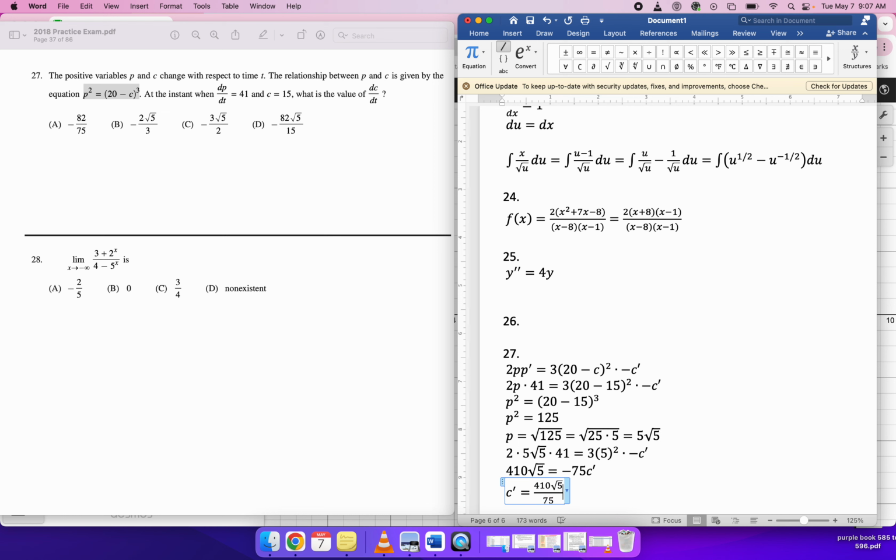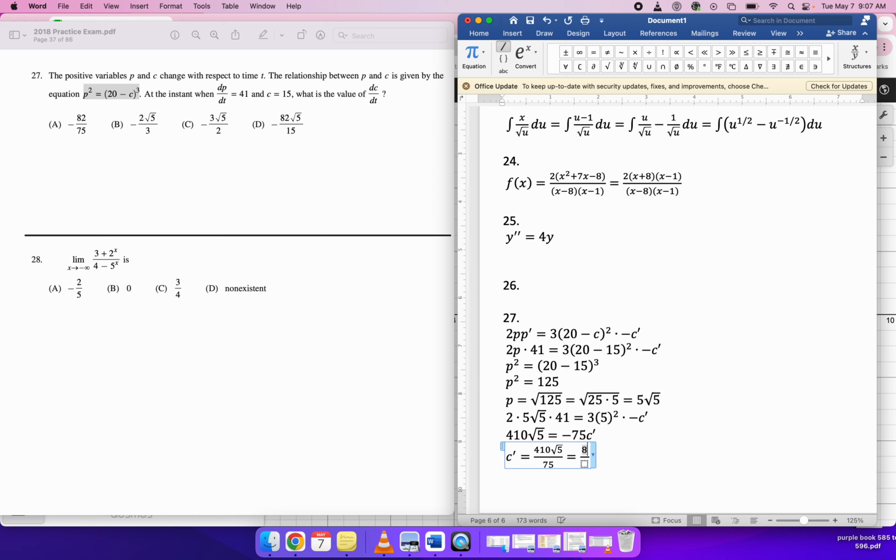And that's got to be reducible, right? I mean, the top and bottom are definitely divisible by 5. I think that's 82 over 15 root 5. Oh, I lost a minus sign somewhere, didn't I? Yeah, there should be a minus sign here. There we go. So I think it's D.